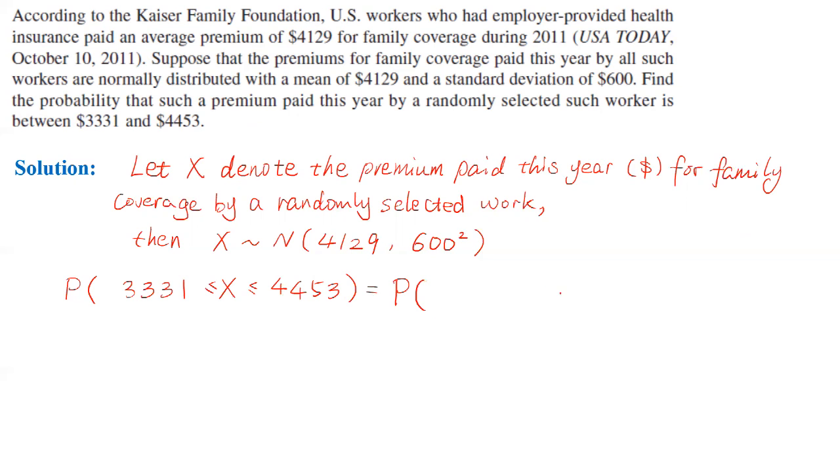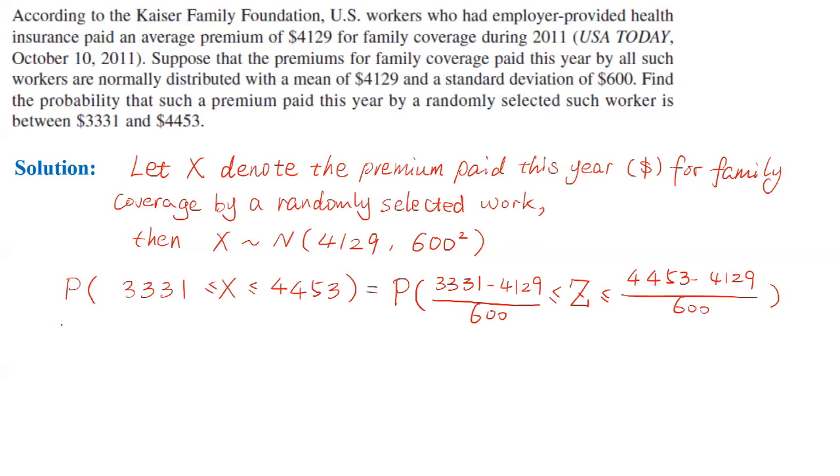So first of all, we need to convert this probability to a standard normal distribution probability, which is X minus its mean divided by the standard deviation for both sides of the inequality. Right? Okay, and we calculate these values. Okay, first value is minus 1.33. Second value is 0.54.